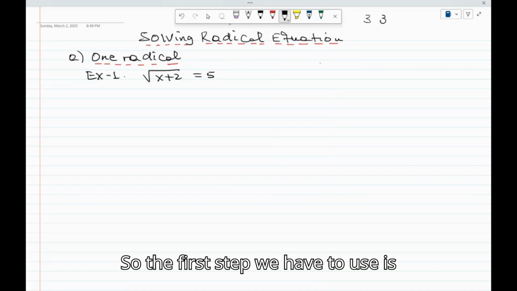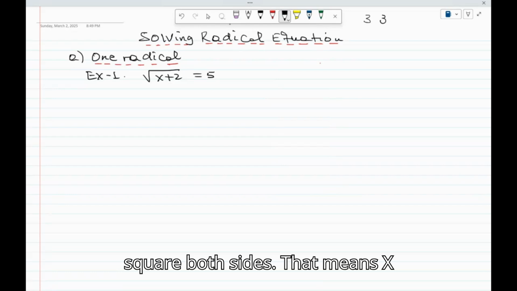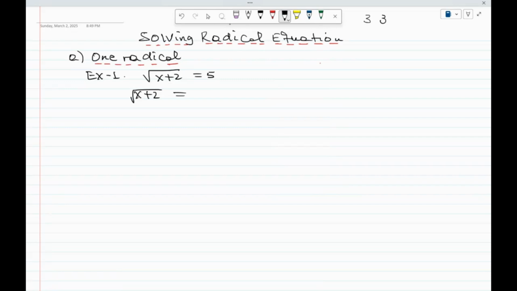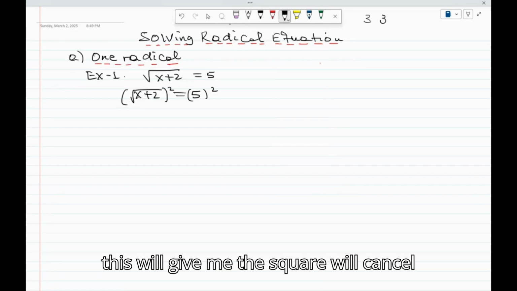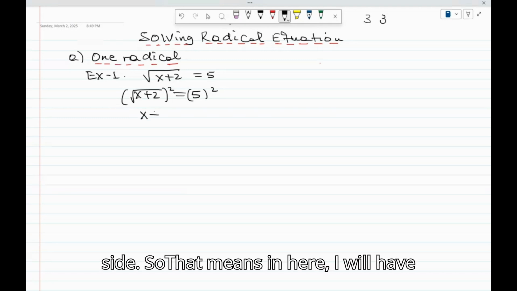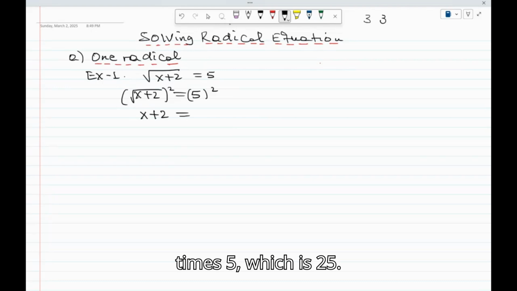The first step we have to use is to square both sides. That means the square root of x plus 2 equals 5. If I square both sides like this, the square will cancel out the square root sign on the left side. So on the left I will have x plus 2, and then 5 squared is 5 times 5, which is 25.